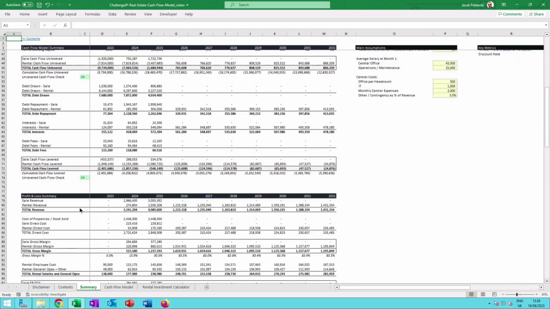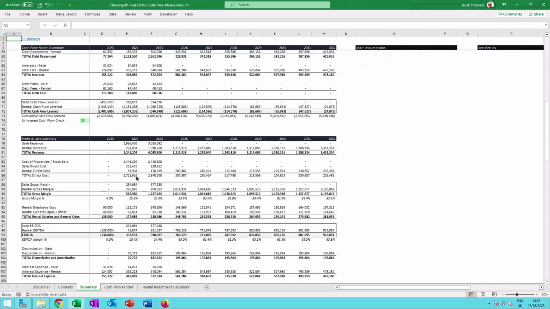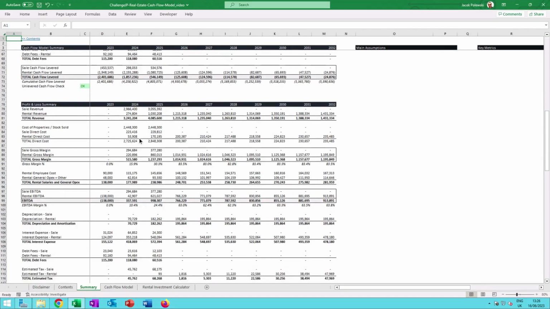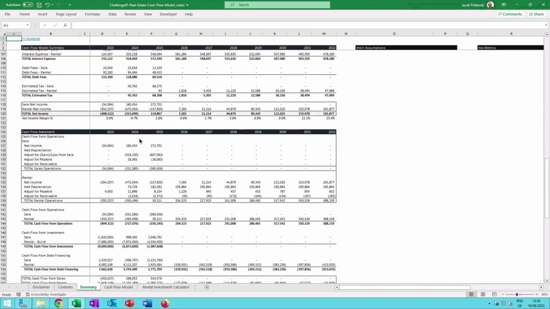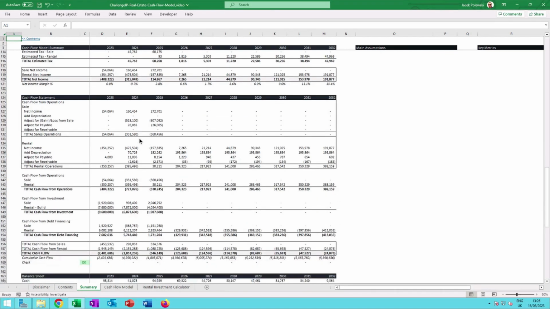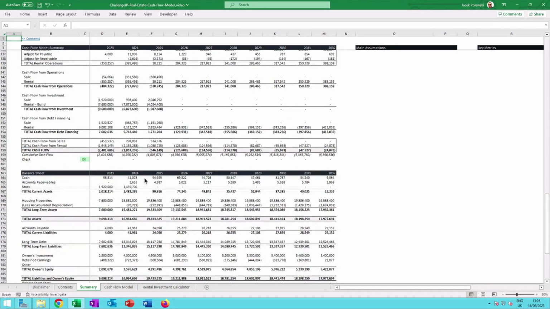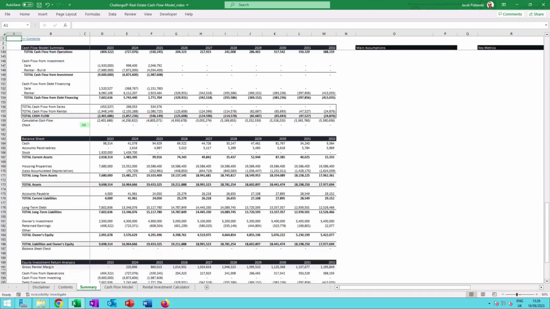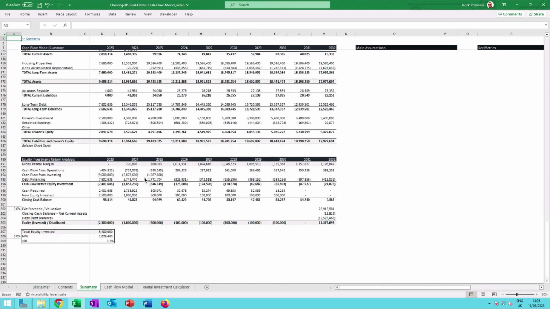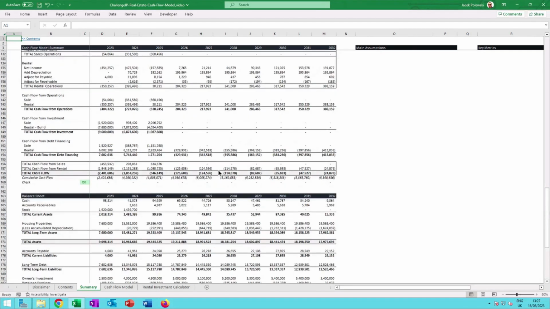And then you will see below that I've also included some statement such as P&L, also cash flow, a detailed cash flow statement that's divided into operations, investment, and debt financing, and then finally the balance sheet, and then calculations for equity investment return analysis. So the calculations of return on any equity that you need to inject in the model. Okay, so that's the main structure of the model.